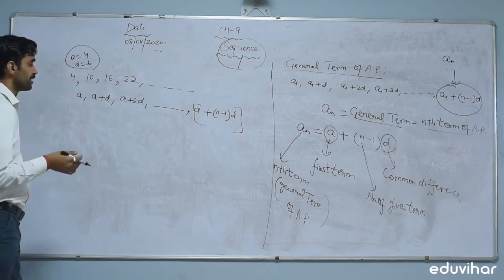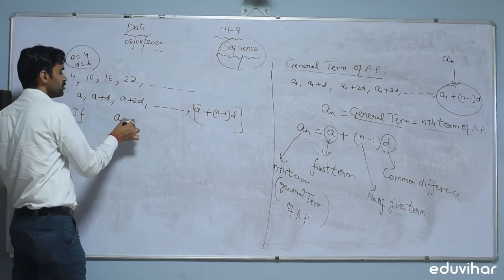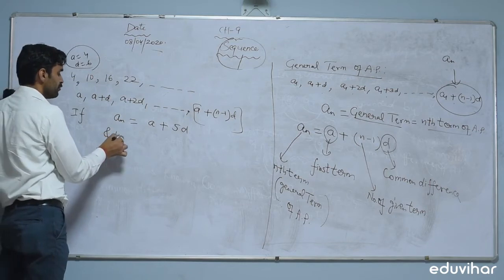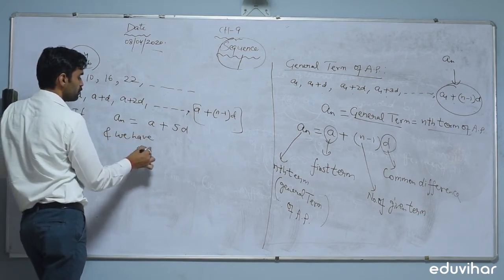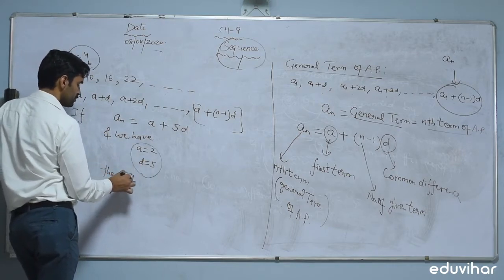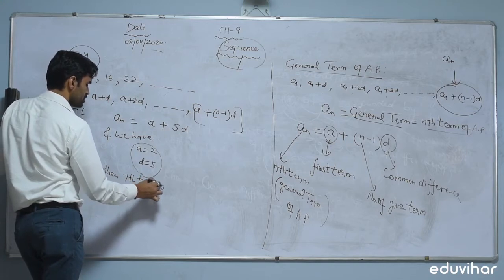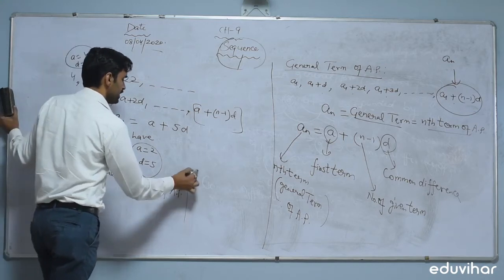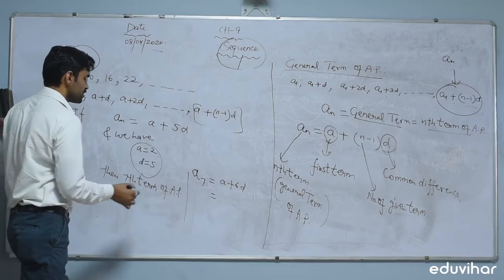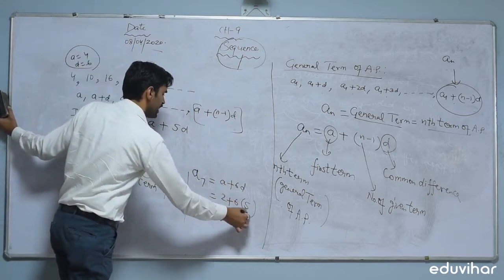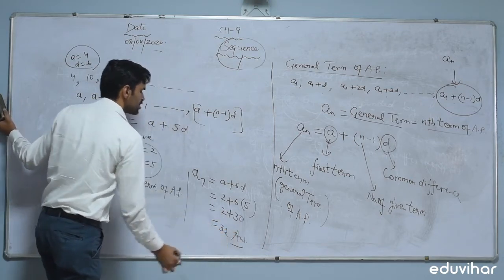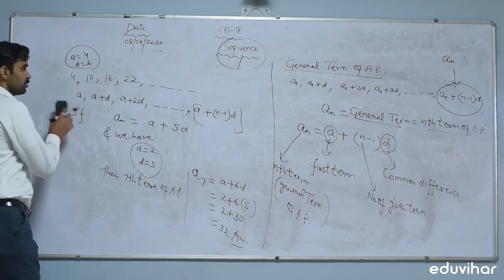If the nth term is A plus 6D, and we have A equal to 2, D equal to 5, then the 7th term of the AP, that is A7, must be equal to A plus 6D. Here the value of A is 2 plus 6 times the value of D, which is 5, that is 2 plus 30, and the value comes out to be 32. Then the 7th term must be equal to 32.